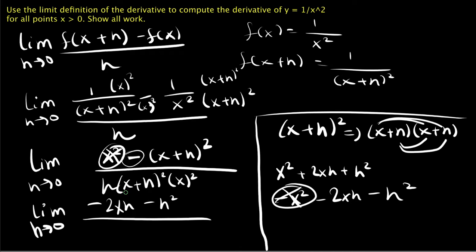We'll also do the denominator part right now. So we have h multiplied by x plus h whole squared, which is just this, multiplied by x squared. So we have x squared h multiplied by this, which is x squared plus 2xh plus h squared. Okay?